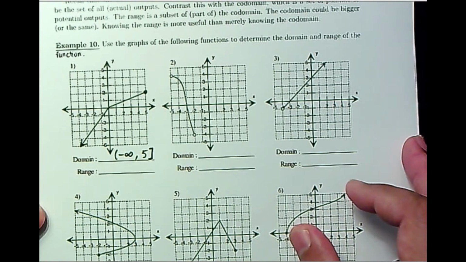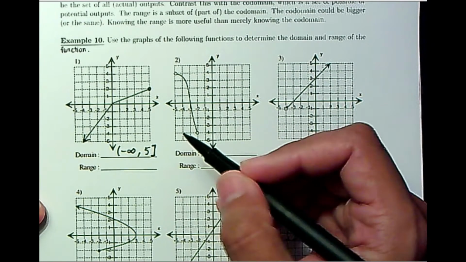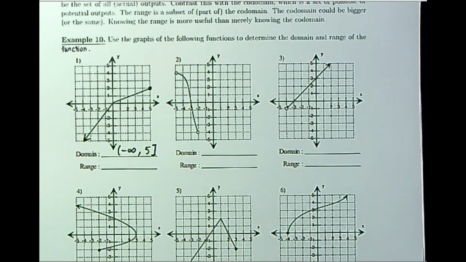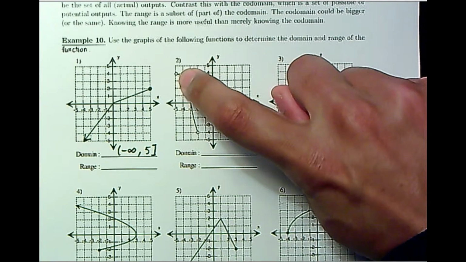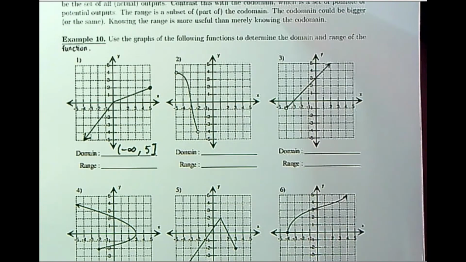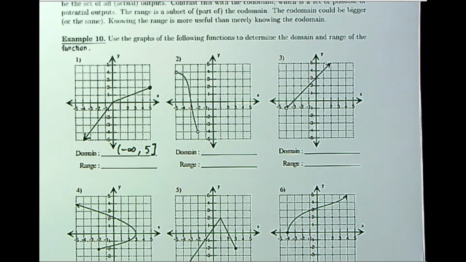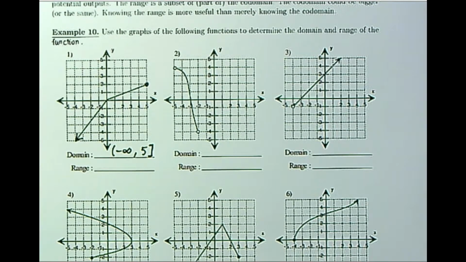Okay, the domain of this one. So look at this graph. That graph starts right there. There's a dot, not an arrow. It is a hollow dot, not filled in. So that means that point, even though it starts there, it's not included. So it's going to be a parenthesis.